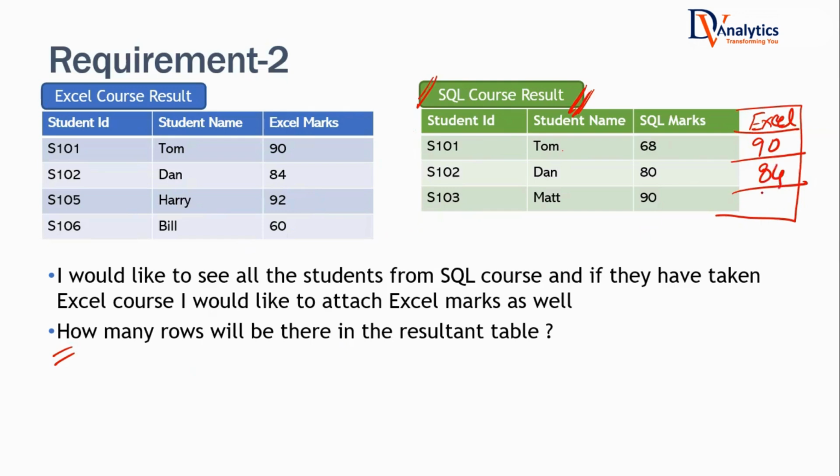Then Dan has scored 84. And then there is no Matt. Matt was not part of SQL, not part of Excel. He will be given as dot. So everything from the right hand side table we kept. If there is anything matching, that we have kept it from the left hand side table. Everything from the right hand side is given preference.